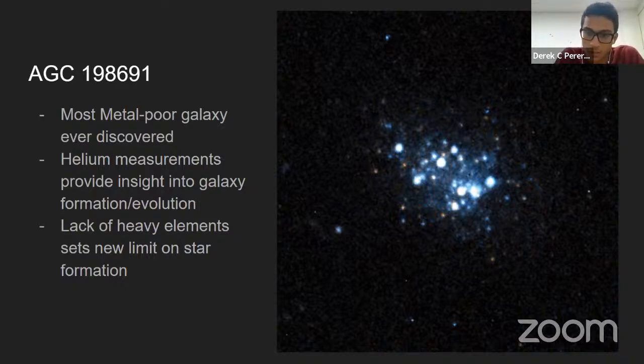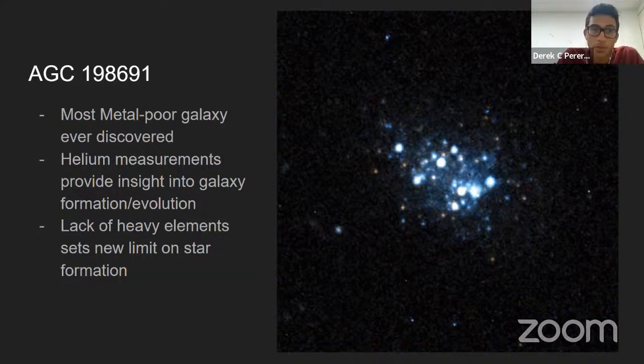So if you take a look at the photo of the galaxy, it appears very blue, which means that it is a very young galaxy. And that means that most of the elements present in the galaxy are present in its stars. And since we know that it has very few metals, or very few elements heavier than helium, we can get a measurement of the elements hydrogen and helium that would tell us exactly how much mass initially formed in this galaxy.